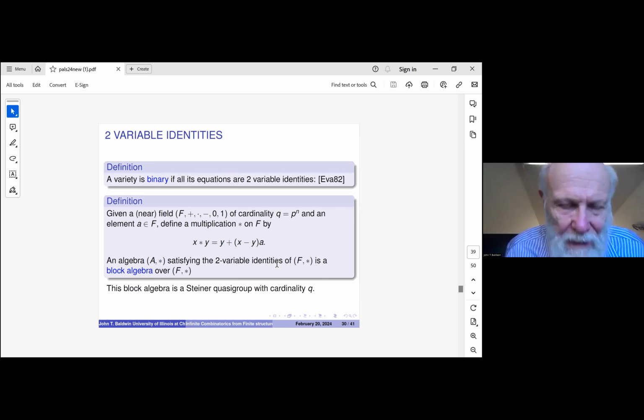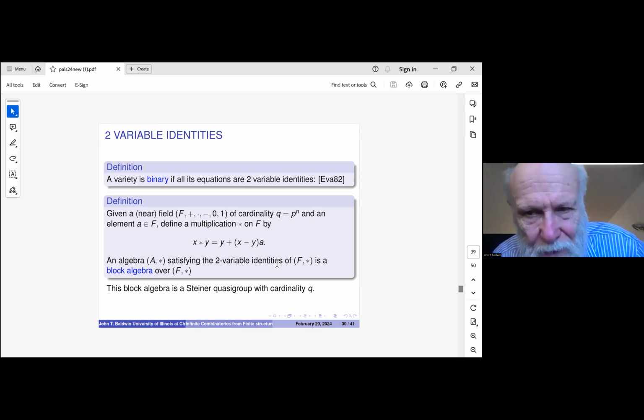So I'll say a variety. And now we're doing universal algebra. A variety is a collection of structures that's defined by a system of equations. And it's binary if all its equations are two variable identities. This is a notion of Trevor Evans.